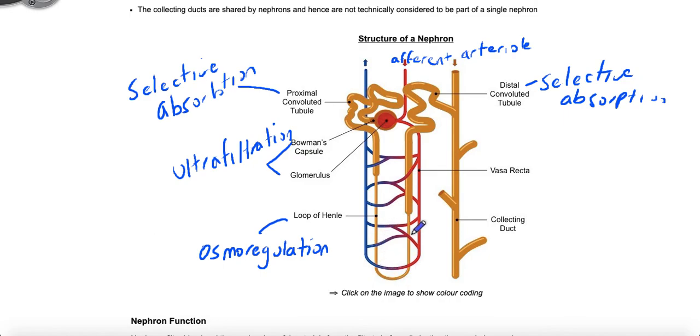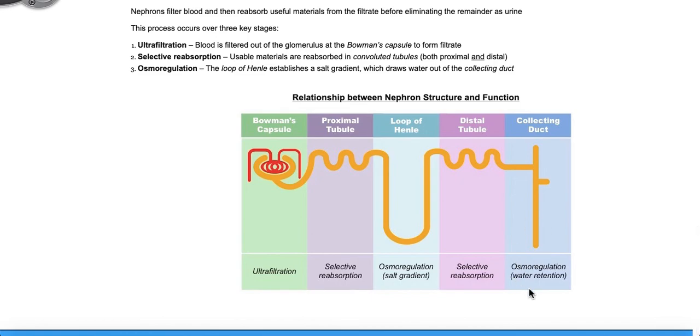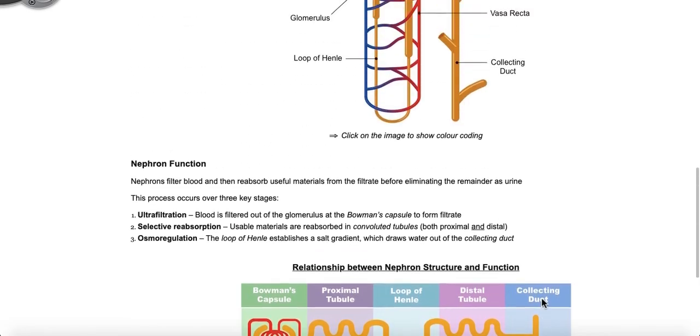After the loop of Henle, the filtrate, which is the filtered blood, goes into the distal convoluted tubule for more selective reabsorption, and then it ends in the collecting duct. Notice that the collecting duct is shared by different nephrons coming from different parts of the kidney. We're going to look at the collecting duct in more detail a little bit later, and also see how more osmoregulation and water retention happens within the collecting duct.